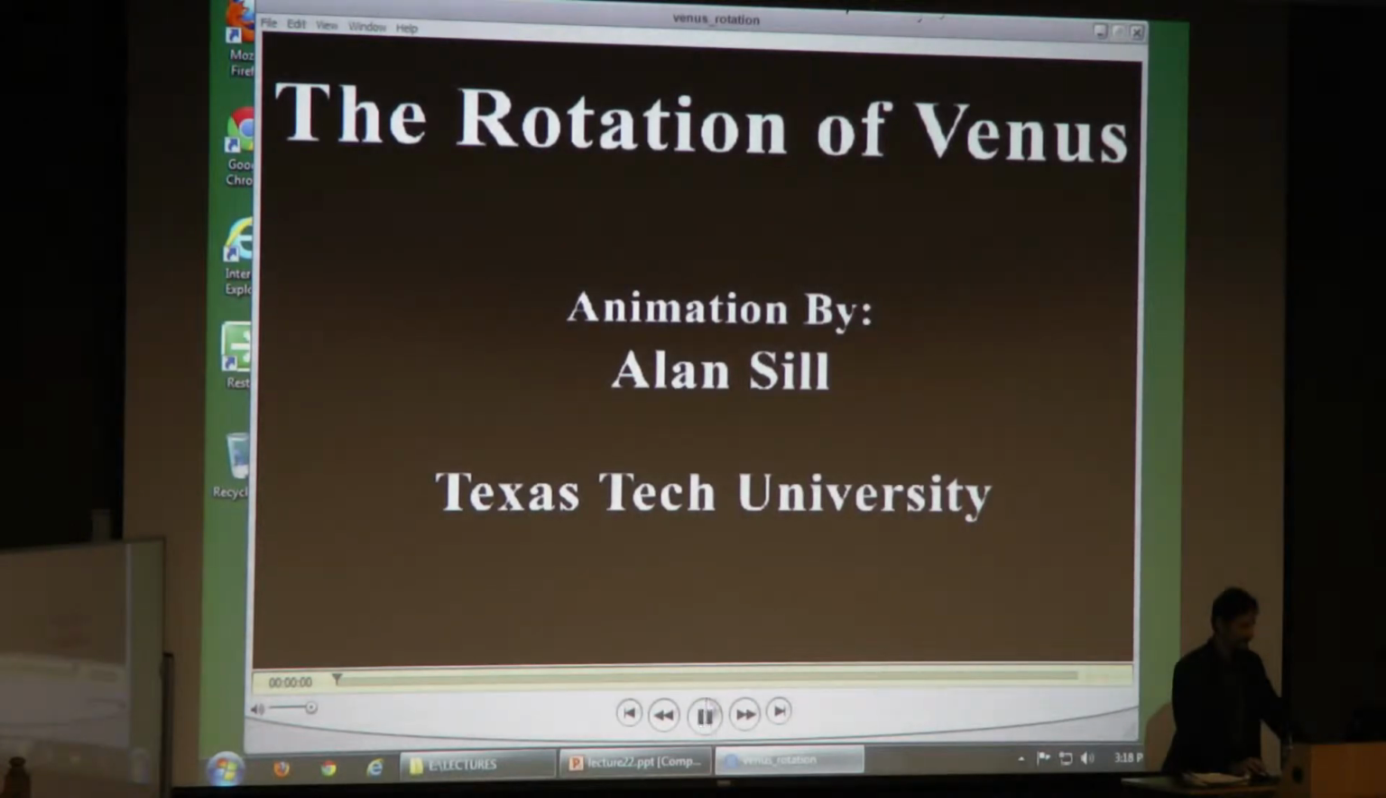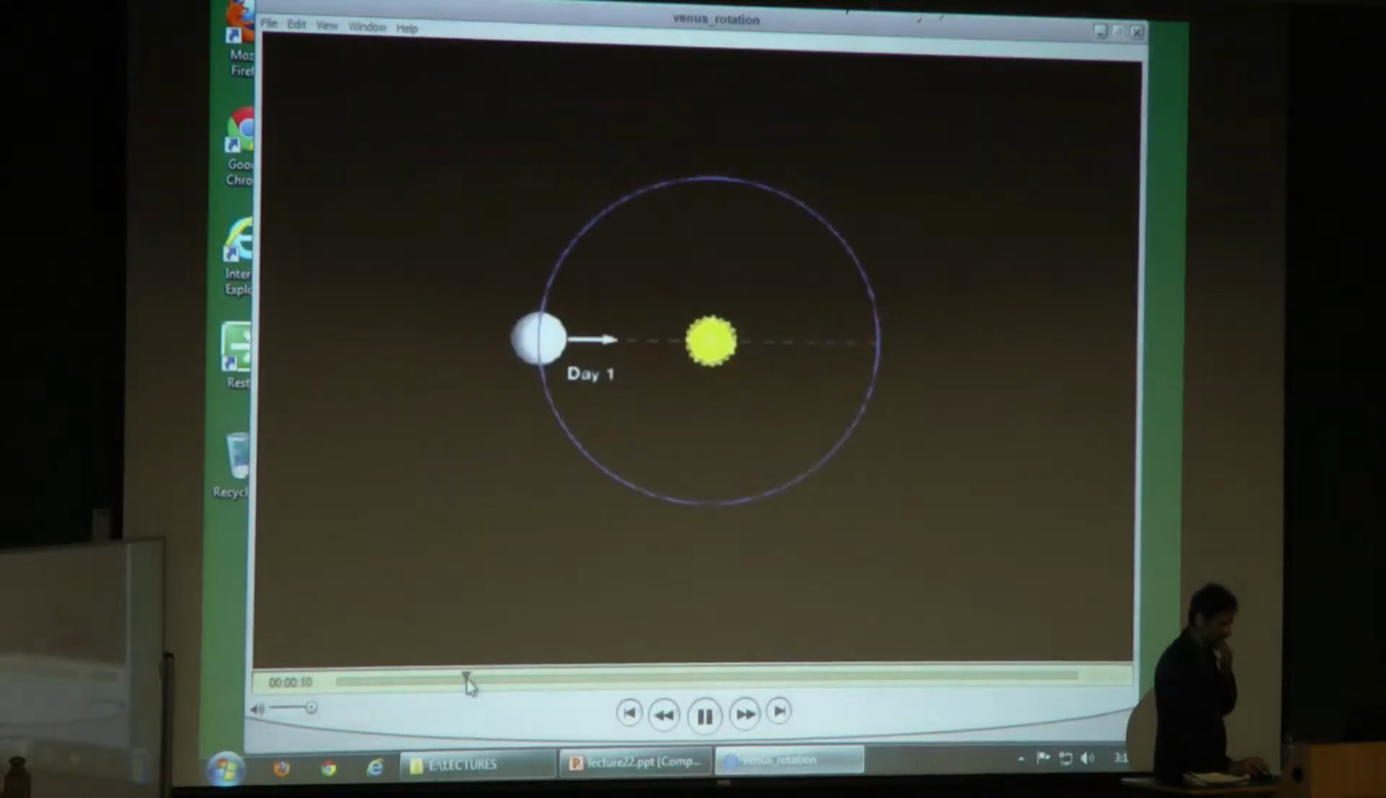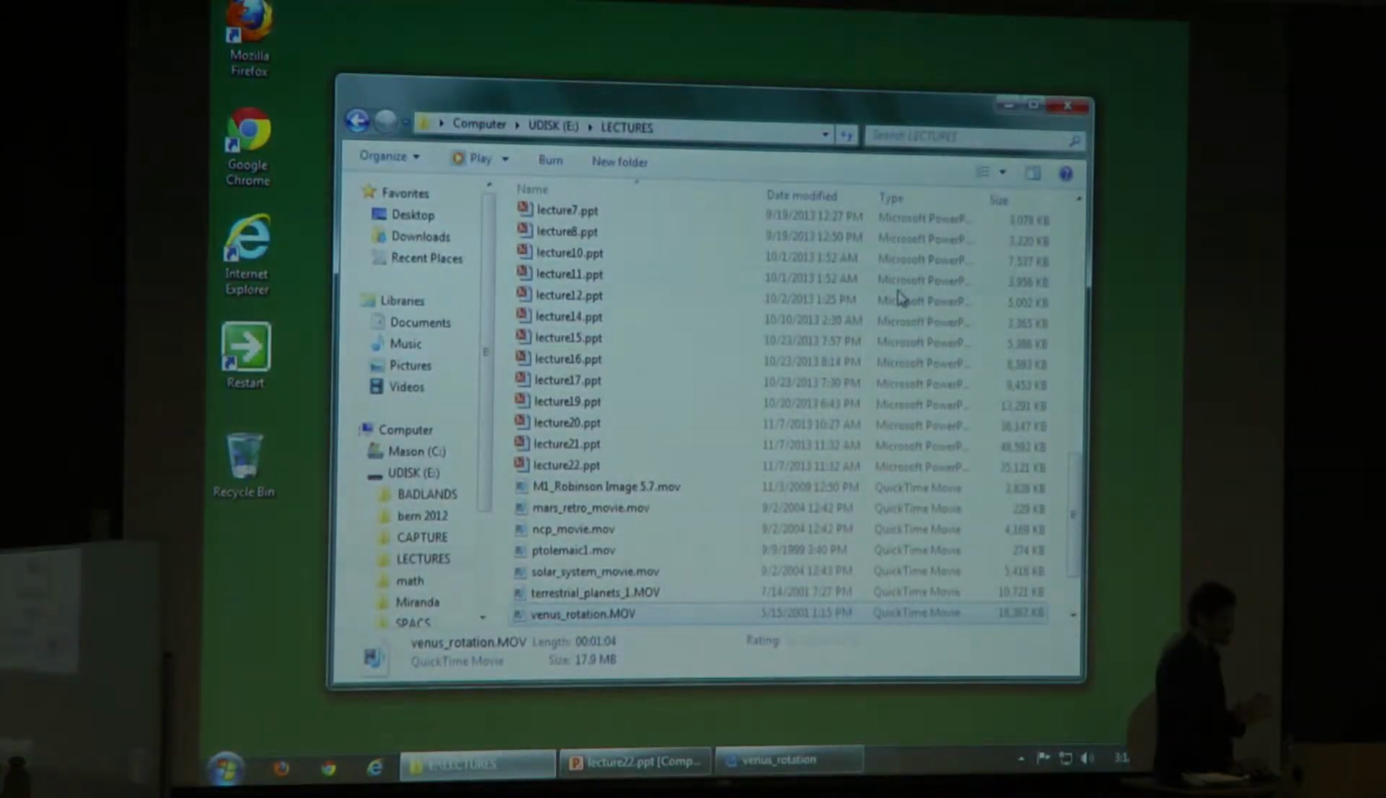Rotation of Venus. That's what I wanted. It begins by showing the orientation of a reference marker. Great. Fantastic video, but it's not going to work right now.